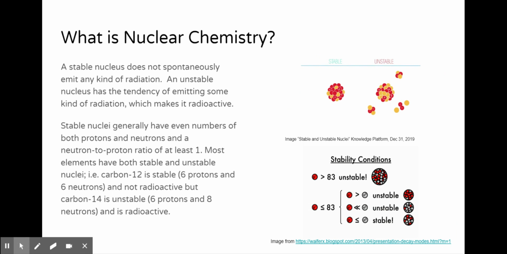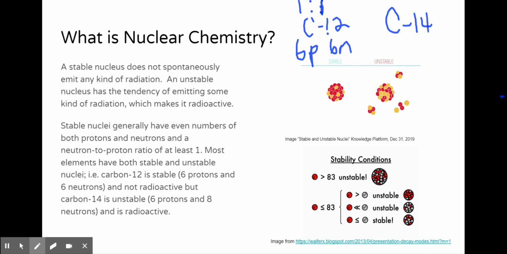A stable nucleus does not spontaneously emit any kind of radiation. An unstable nucleus has a tendency of emitting some kind of radiation, which makes it radioactive. Stable nuclei are characterized as having a ratio of neutrons to protons that is close to 1. My example is carbon-12. In carbon-12, I have 6 protons and 6 neutrons, so a 1-to-1 ratio.